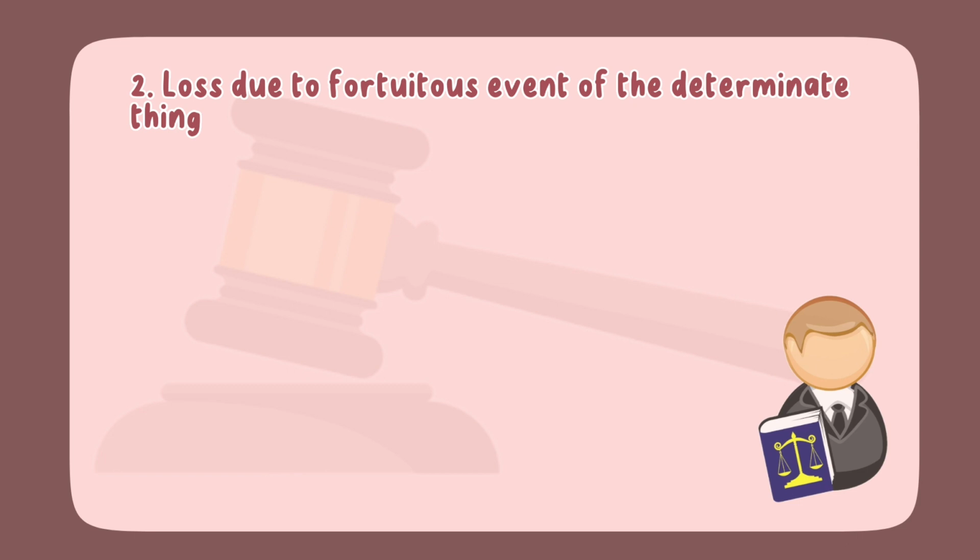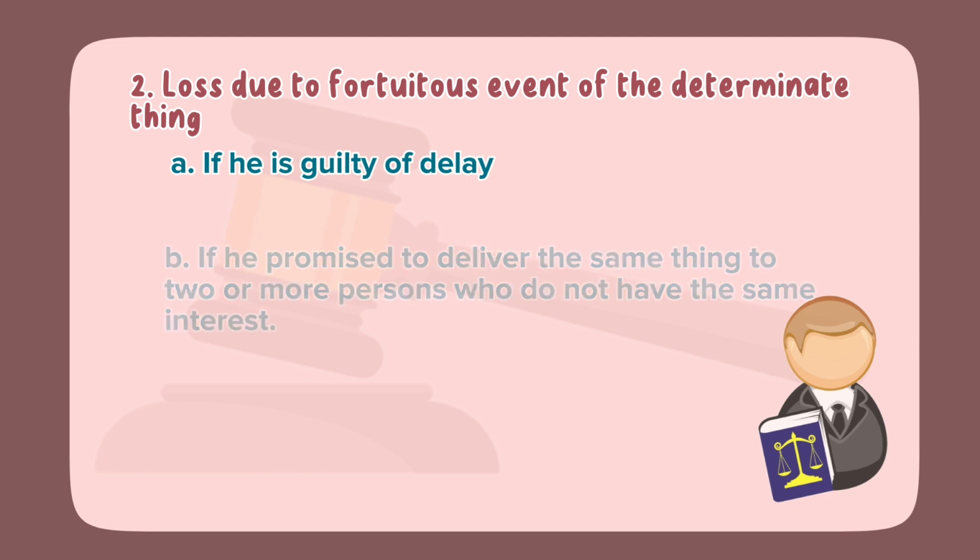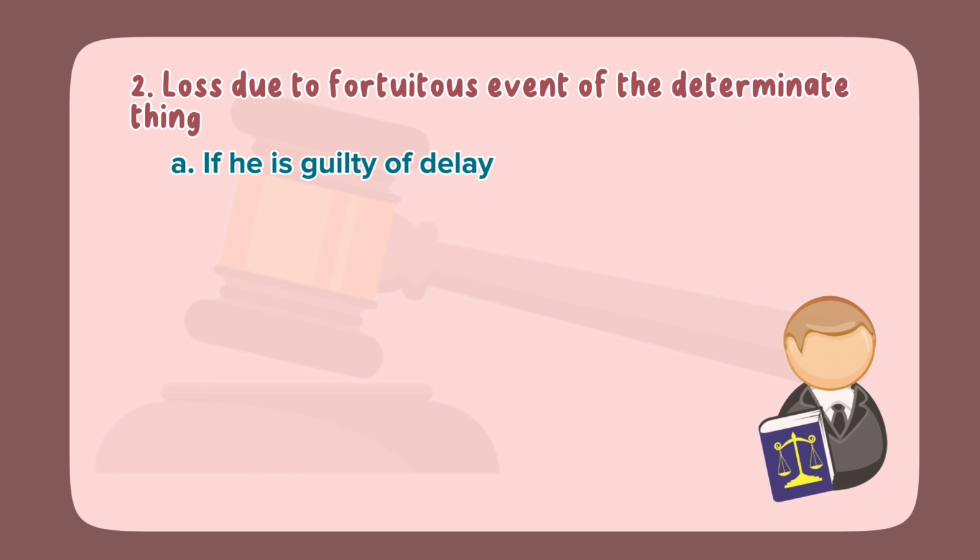Next, we are going to talk about loss due to fortuitous event of the determinate thing. As a rule, the loss of the thing due by reason of fortuitous event extinguishes the debtor's obligation based on Article 1174. However, he shall be liable in the following cases. First is if he is guilty of delay, and second, if he promised to deliver the same thing to two or more persons who do not have the same interest. To further understand, here is an example.